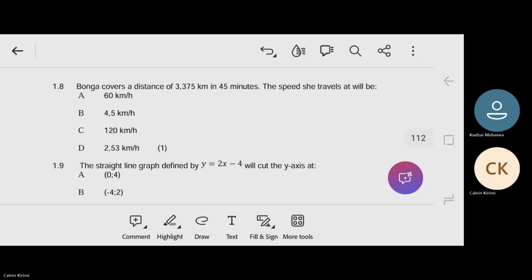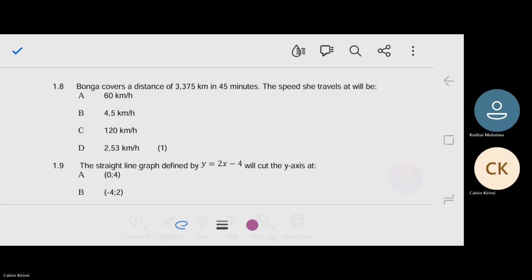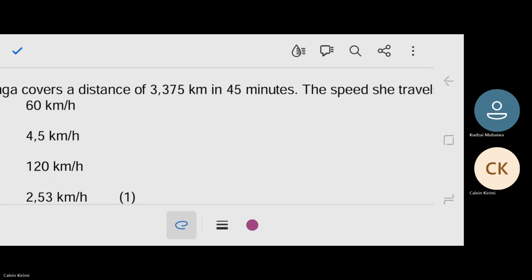What is the answer? Say, is it B? You found B. Yes, sir. Let's do it again.